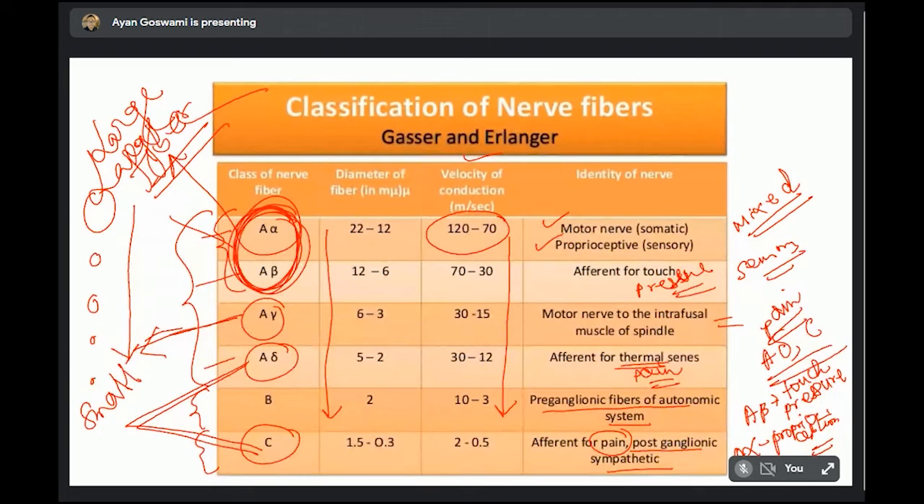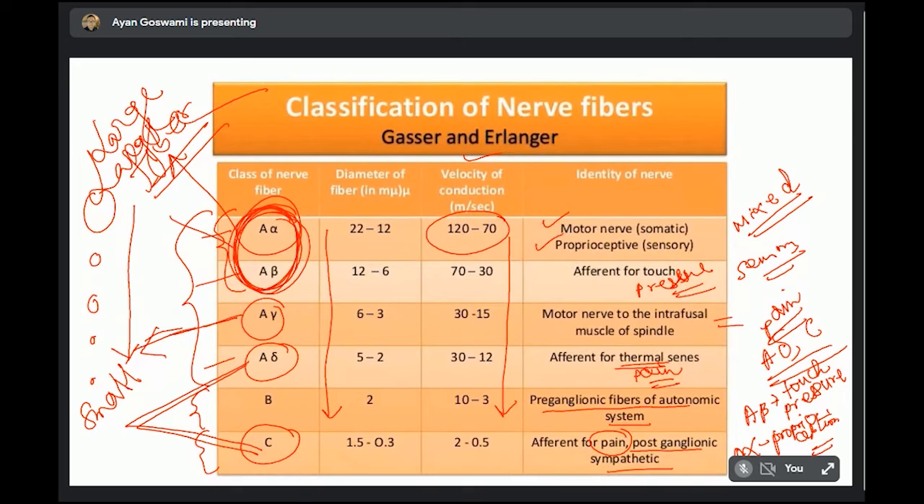So if A alpha is a motor nerve, what will happen? There will be paralysis, right? Or weakness of this muscle. And when A alpha is a proprioceptive nerve, you know that proprioception is a sensation that comes from your joint, and you know the joint position sense. You know the joint position even when your eyes are closed, right? So this is proprioception. So when A alpha is damaged, your proprioception will be lost.